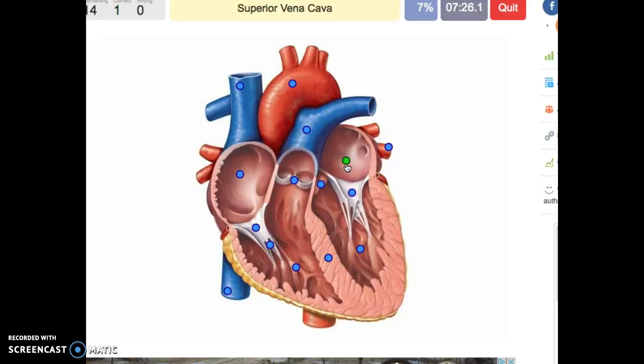Next we've got the superior vena cava, and this one's job is to deliver the deoxygenated blood back to the heart from the upper body.